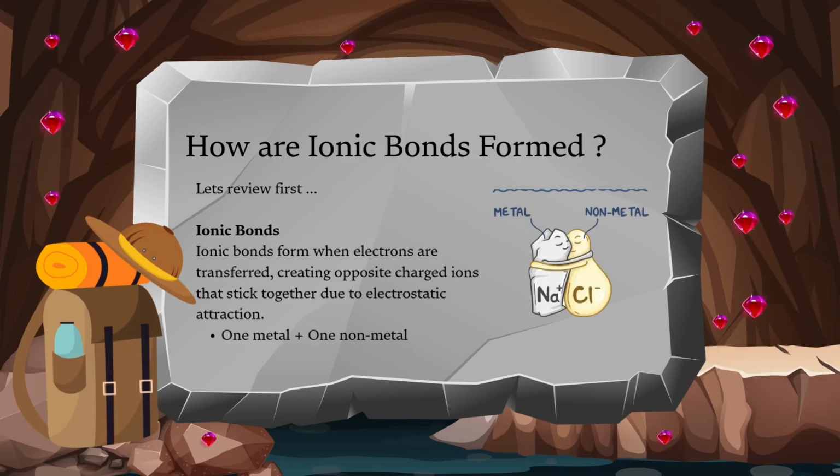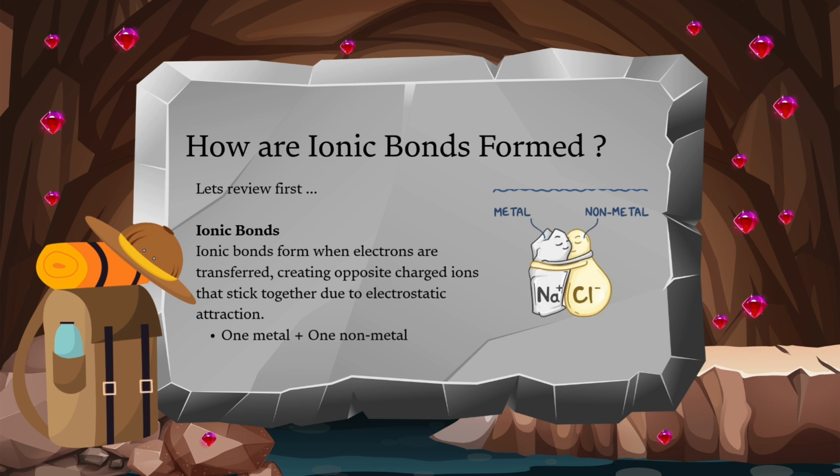So how are ionic bonds formed? This goes back to PSC 102. This will be a good refresher for the upcoming exam. Ionic bonds form when electrons are transferred, creating opposite charge ions that stick together due to electrostatic attraction. So it'll be between one metal and one nonmetal. As you can see, there is sodium and chloride, and one's positive, one's negative, so they will attract.